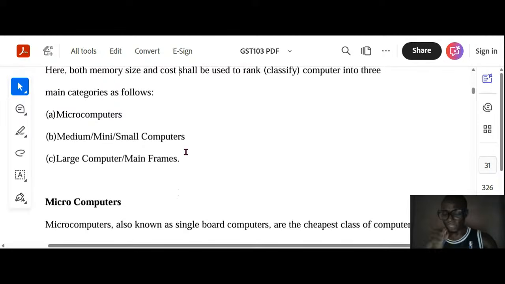Based on size, we have the microcomputers, the medium or mini or small computers. Now, when you see things like this in the material, it's good you put your mind there so that tomorrow when they ask you that a medium computer is also known as dash, you'll be able to answer.